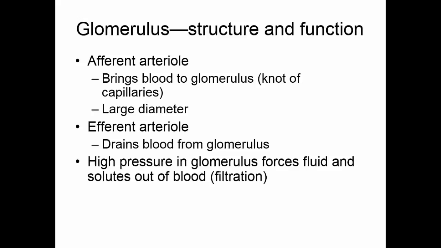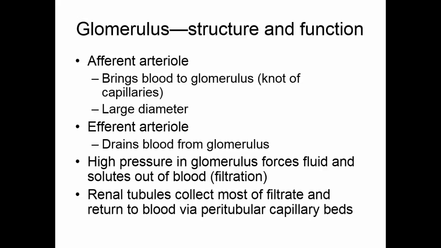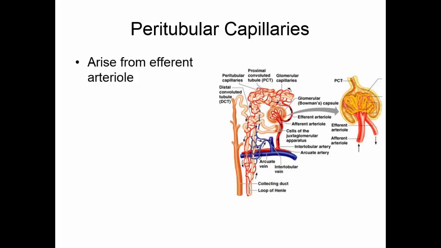This means that there's a fairly high blood pressure in the glomerulus. This is what forces the fluid and the solutes out of the blood. This is the process of filtration. The renal tubules will recapture most of the filtrate and return it back to the blood using the peritubular capillary beds. The peritubular capillary beds arise from the efferent arteriole. They are going to follow the renal tubules closely.